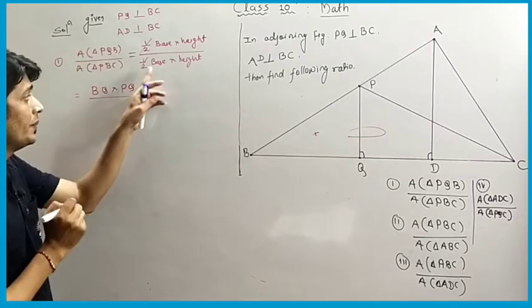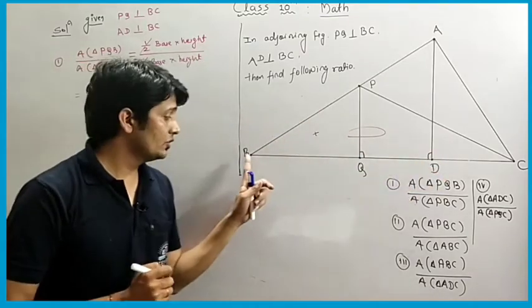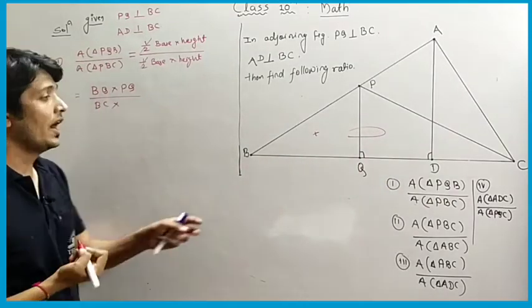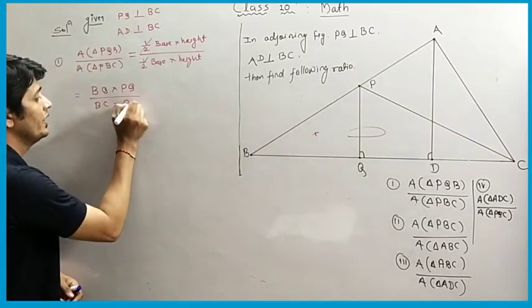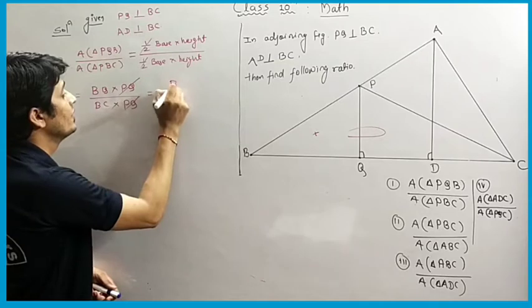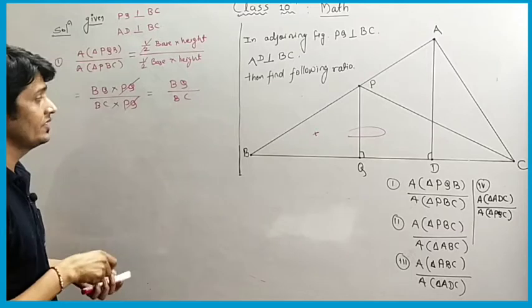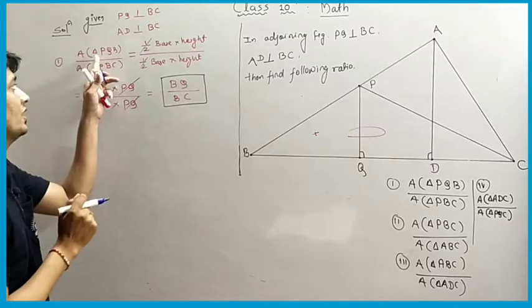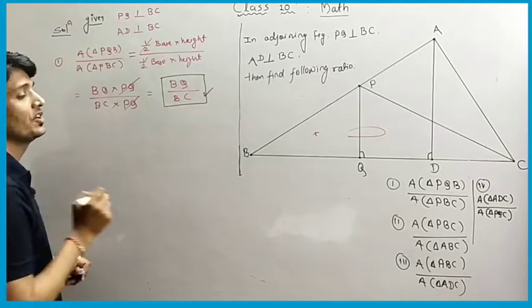Divided by the base for triangle PBC. For PBC the base will be BC, so we write BC into height for this triangle, which is PQ. So PQ and PQ will get cancelled. So the answer will be BQ divided by BC. Okay, so this is the answer for the first ratio, area of triangle PQB and area of triangle PBC. So this is the first answer.